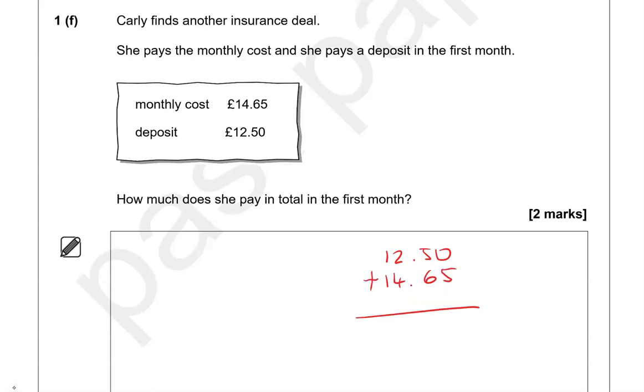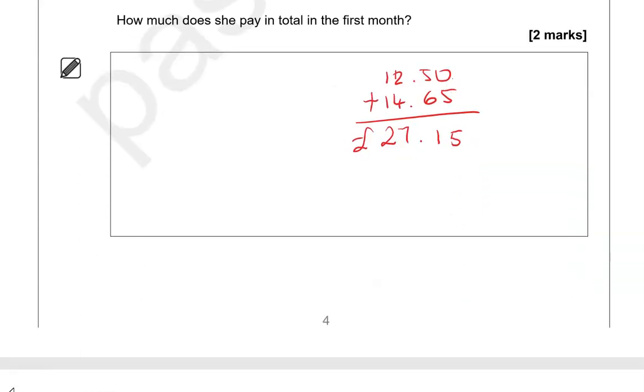£14.65. So 5 and 0 gives us 5. 5 and 6 is 11, so 1 down and 1 carried over. 2 and 4 is 6, and the 1, that is 7. 1 and 1 is 2, so £27.15.